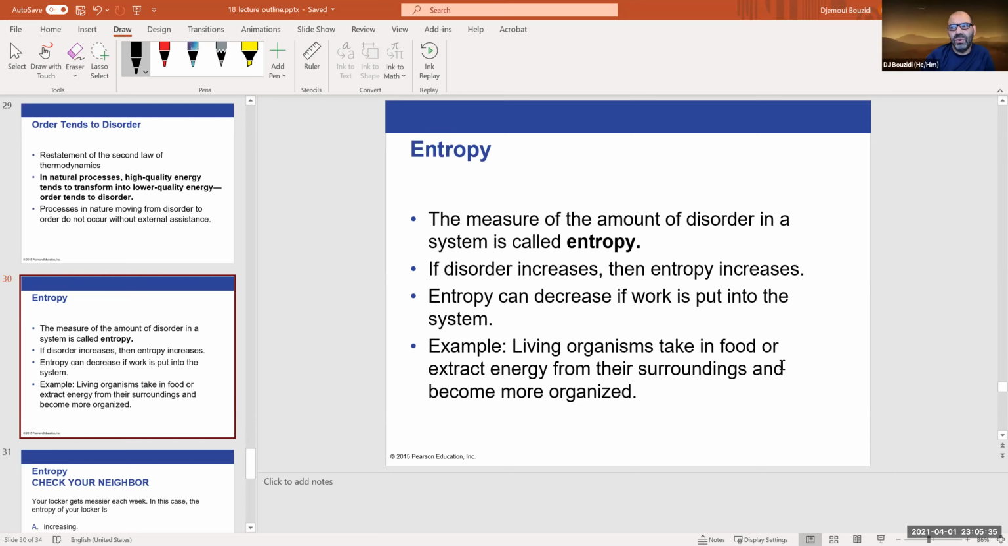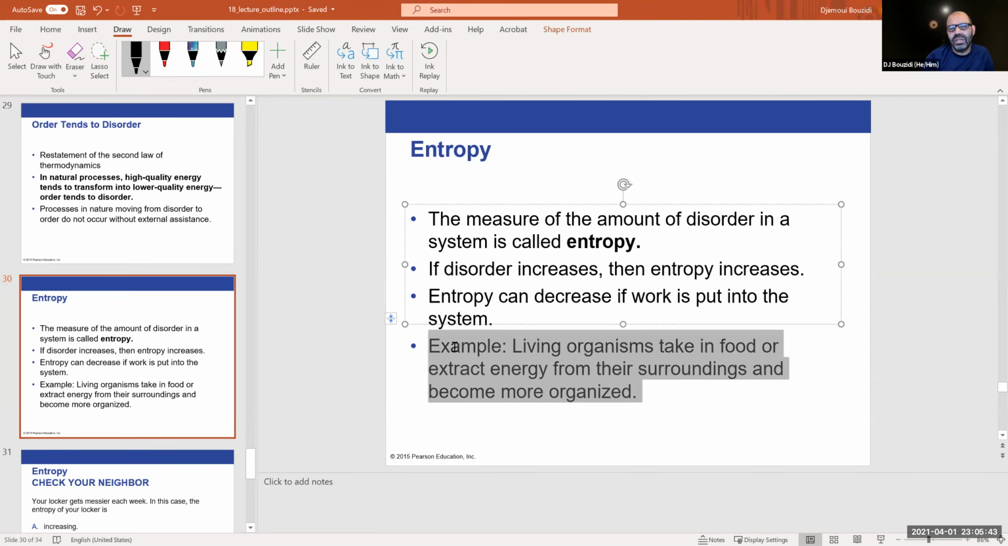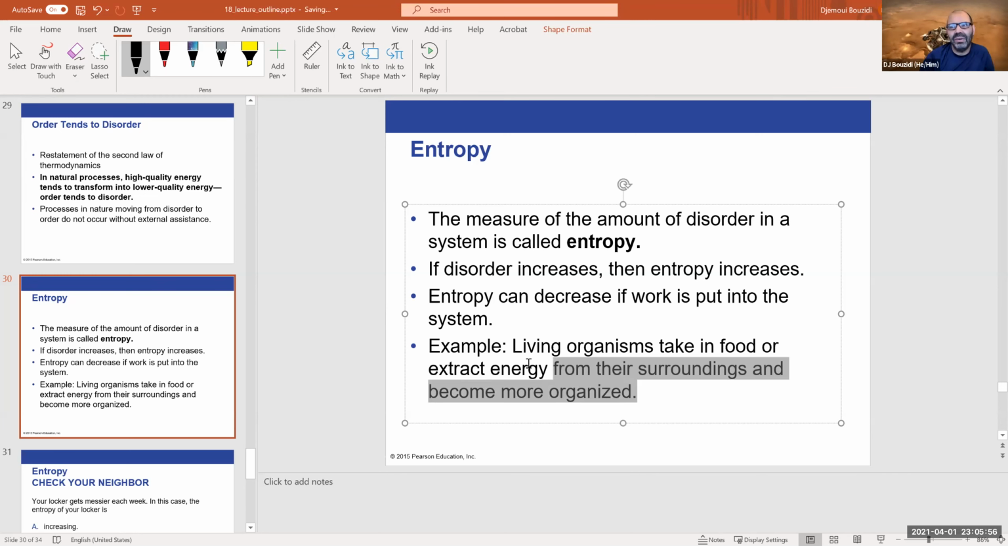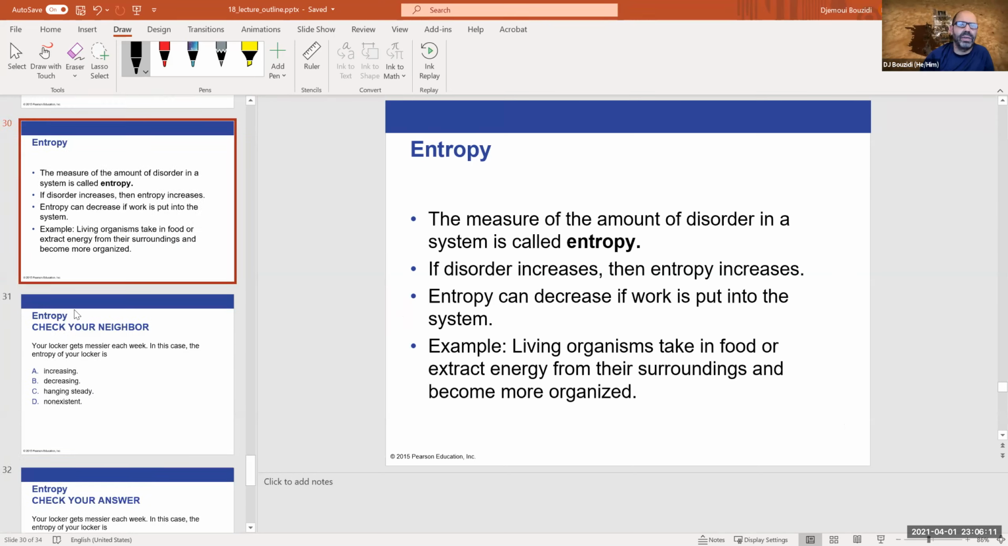So living organisms take in food or extract energy from their surroundings and become more organized. But if you take it in the entire context, yes, their entropy seems to be decreasing, but if you take it in the entire context of that living organism versus the environment, the entropy everywhere is still getting higher and higher. So their entropy themselves is going down, but taken in a big context, it's still going up. So entropy can decrease if work is put into the system, but overall it's going to stay up. If disorder increases, then entropy increases. The measure of the entropy is that of the.